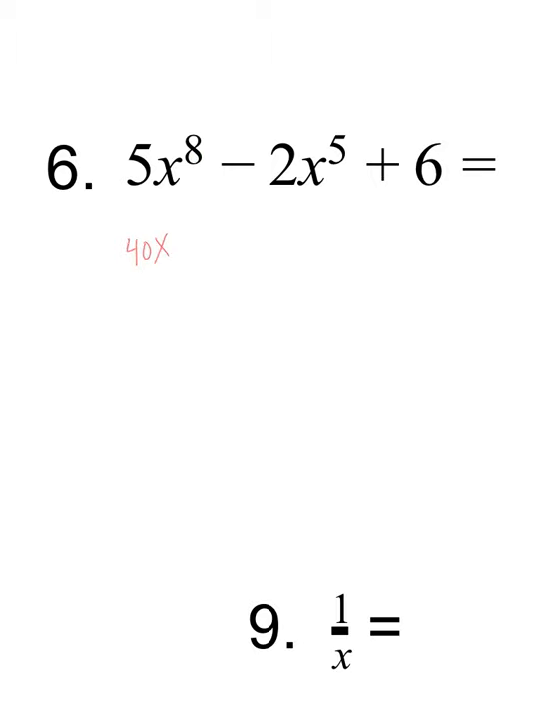8 minus 1 gives me 7. Keep going. 5 times 2 gives me 10. 5 minus 1 gives me 4. And we know this derivative here, the derivative of any constant, is going to go to 0, plus 0.